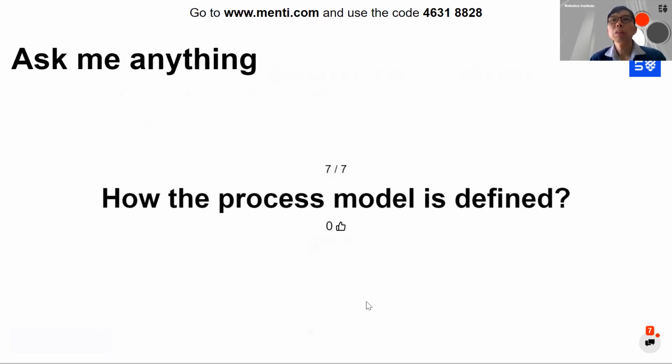How is the process model defined? The dynamics are given by the physical system, right? How the robot moves, how the features change, the dynamics, right? And the noise level depends on the sensor, right? So when you have a sensor, you need to have some kind of sensor model there. And yeah, that's pretty much it.